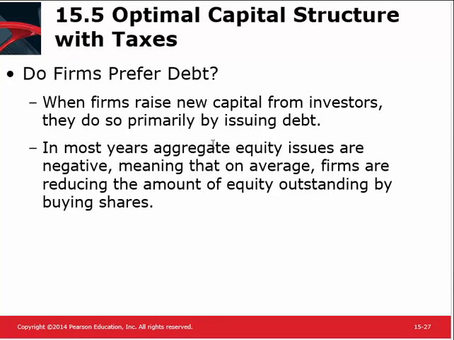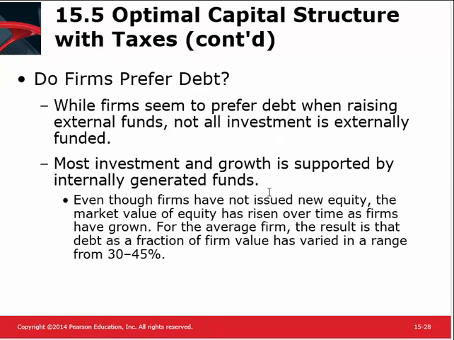So when firms raise new capital from investors, primarily they do so with debt. So most years the aggregate amount of equity issues is negative. In other words, corporations are typically rebuying shares more than they are issuing shares. While firms seem to prefer debt when they're raising external funds, that's not all the investment that is actually gathered, right? Not all investment is externally generated.